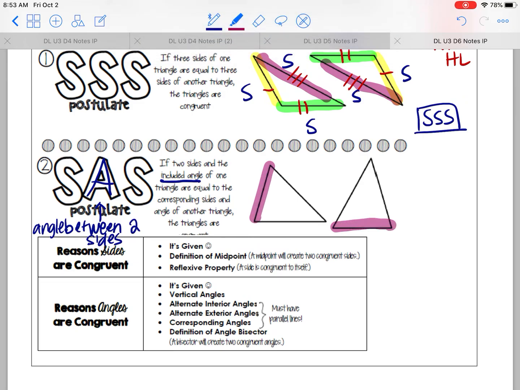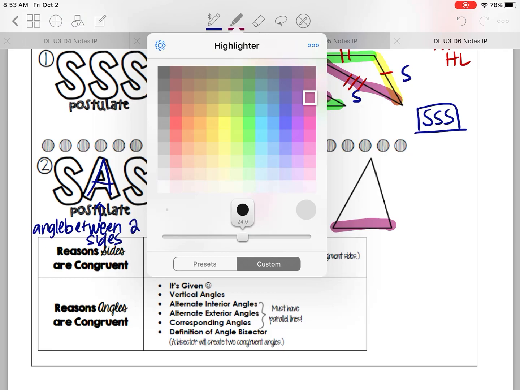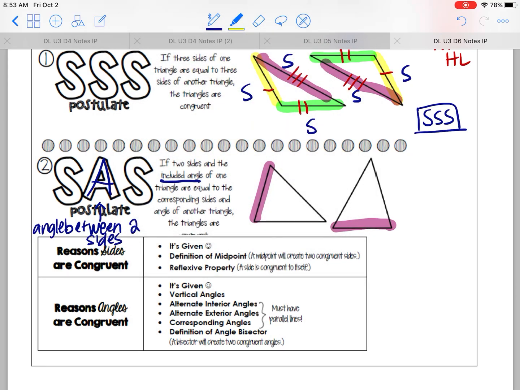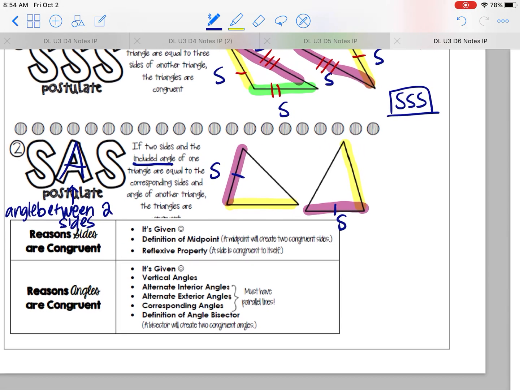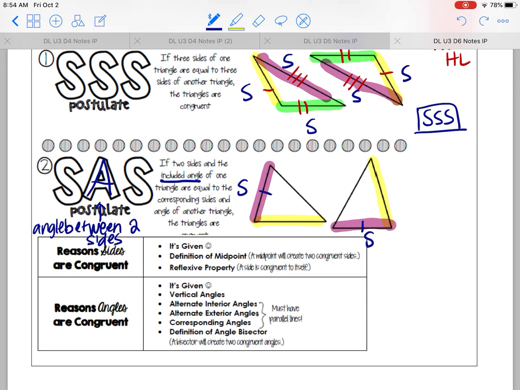If this side and this side are congruent, and this side and this side are congruent, then we know we already have 2 sides. Sides, the pink sides, and then, oops, we have another side right here.